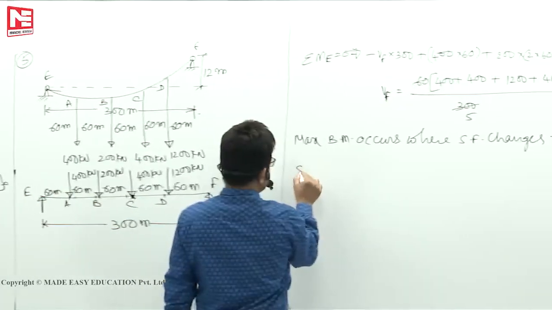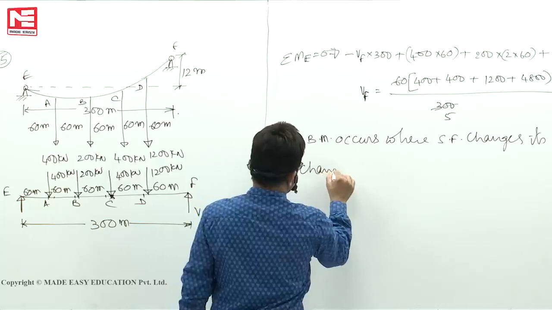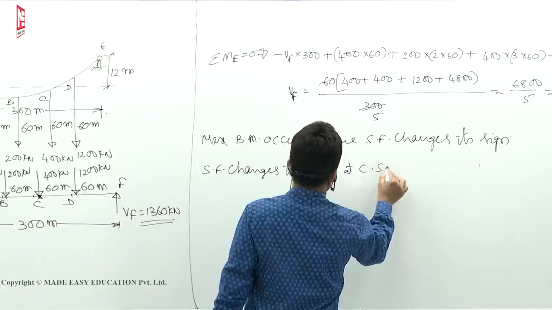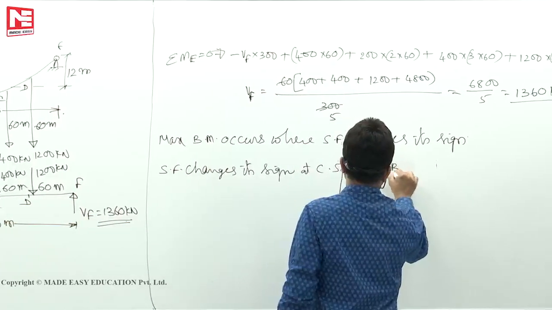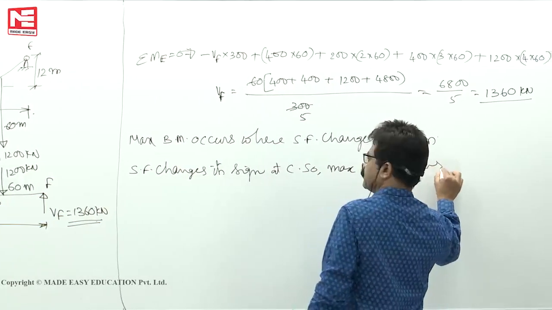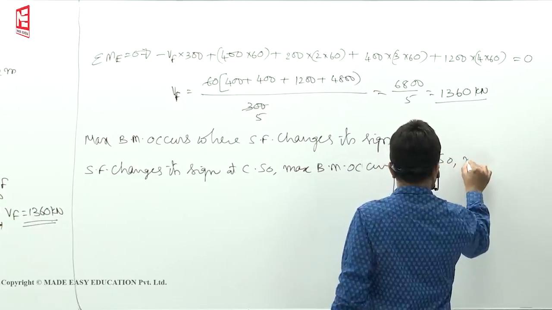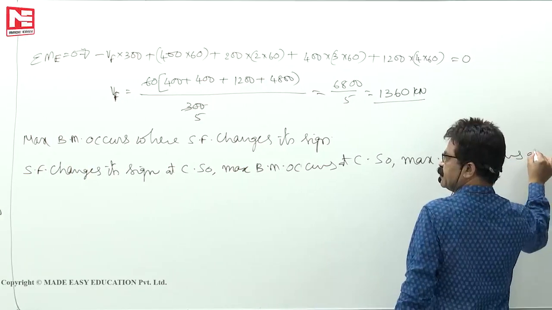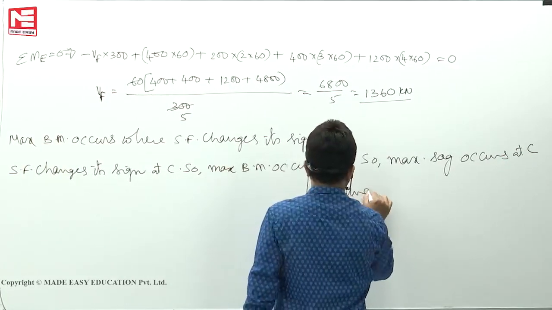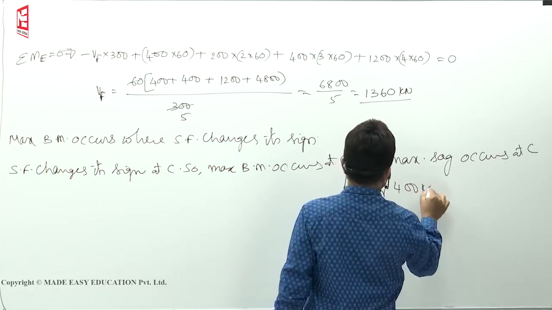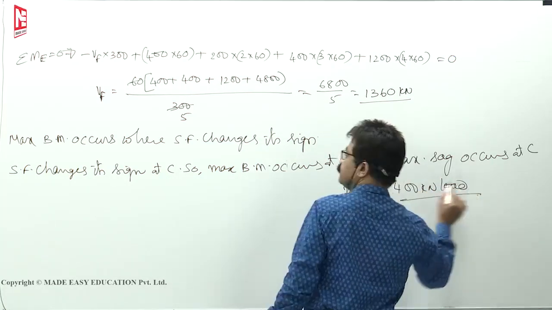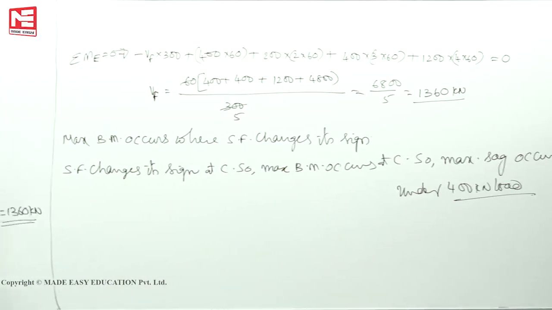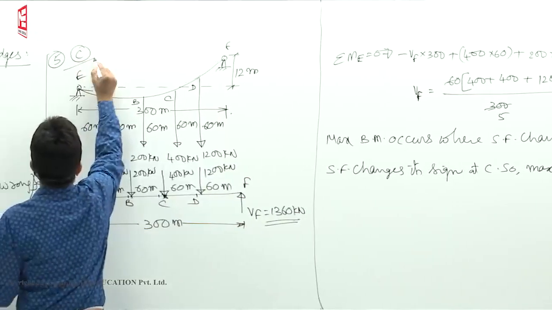So where does shear force change its sign? Shear force changes its sign at C. So max BM occurs at C. So maximum sag occurs at C, under the 400 kilonewton load. So the 400 kilonewton load means, for the fifth question, 400 at C. Fifth question, C is the answer.